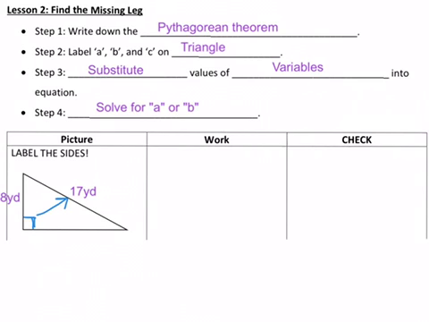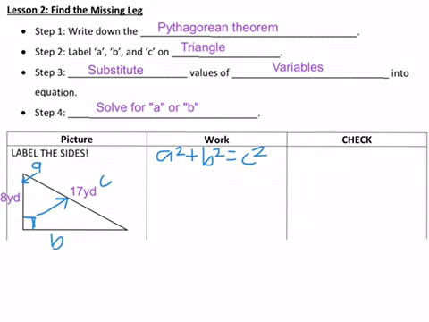So, write down the Pythagorean theorem. I have a squared plus b squared equals c squared. Now label A, B, and C on the triangle. I'm going to have this side over here be A, and this will be B, my two legs. And then this will be C, because the hypotenuse is always C. The longest side is always C, and it's always across from the right angle. So that's step 2.